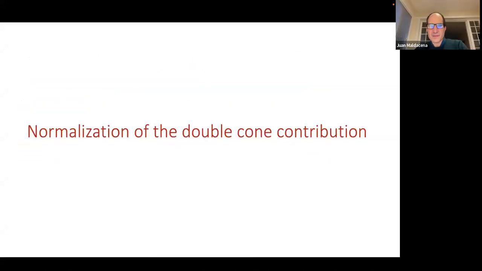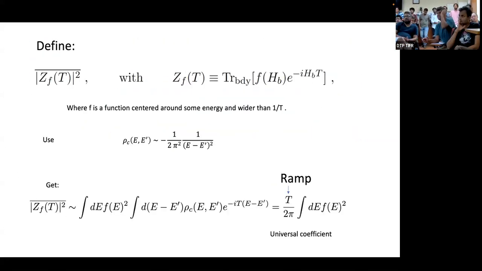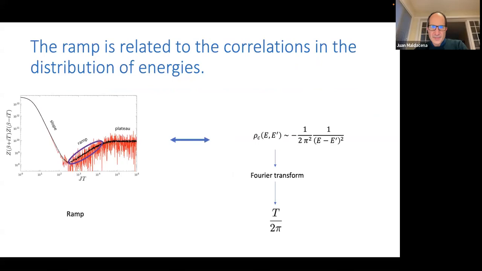Sorry, really stupid question. Why? How did inverting that log give you 1 over e minus e prime square? Yes, so that was the inverse, right?